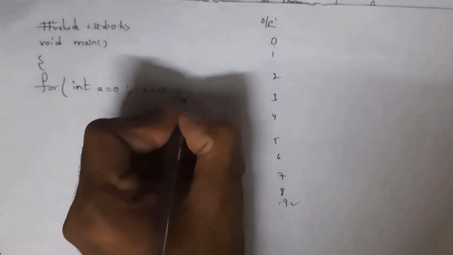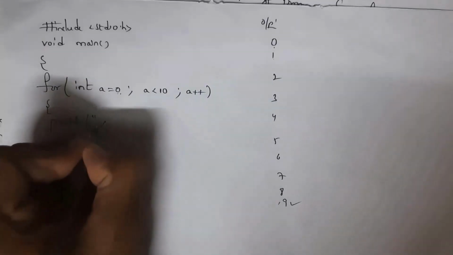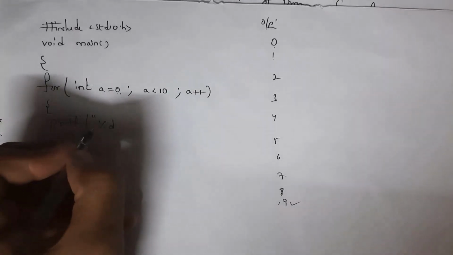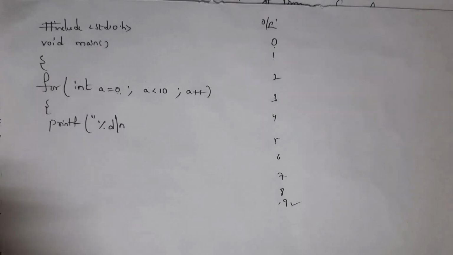So here you need to use a++, close bracket. Inside this you need to write printf %d. Definitely you need to use \n here, because whenever you use \n, the next statement will be printed on the next line.